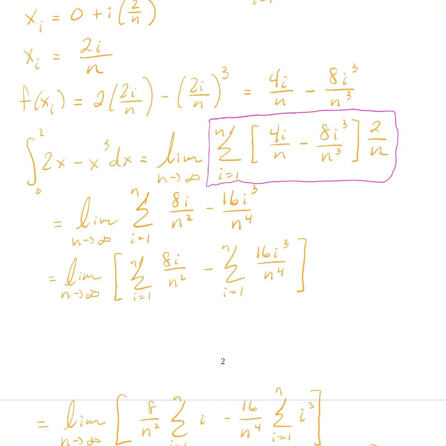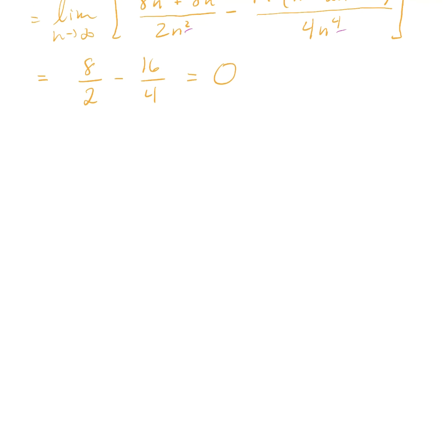Okay, let's think about what our function was. 2x minus x cubed on the interval from 0 to 2. So let's see, that's x times 2 minus x squared. So on the interval from 0 to 2, let's see, at 0, what's the output of this function? At 0, it's 0. At 2, it's 4 minus 8, negative 4.